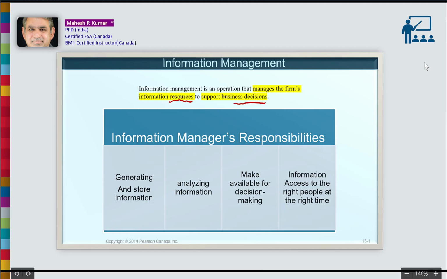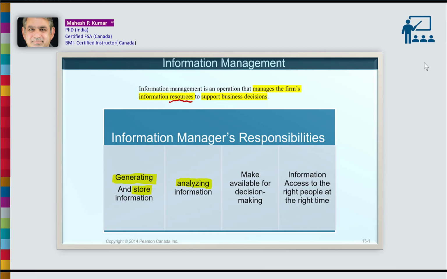So as a business person, with regard to information, what are your responsibilities? The first responsibility is that you must generate the information. Make sure you have whatever information is needed, and then you must store this information, right? We know the concept of databases, right? Every piece of information is stored in the database, or sometimes data is stored in the database and then filtered and converted into information. Second, you must know how to analyze the information.